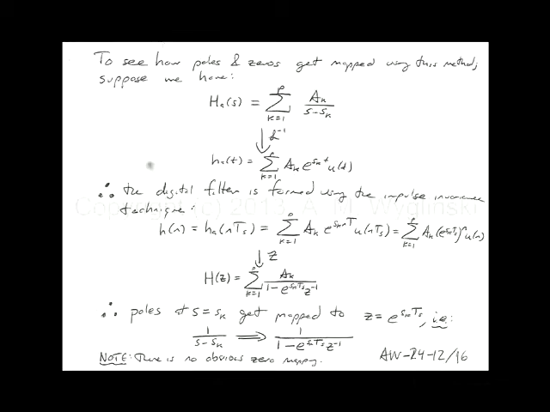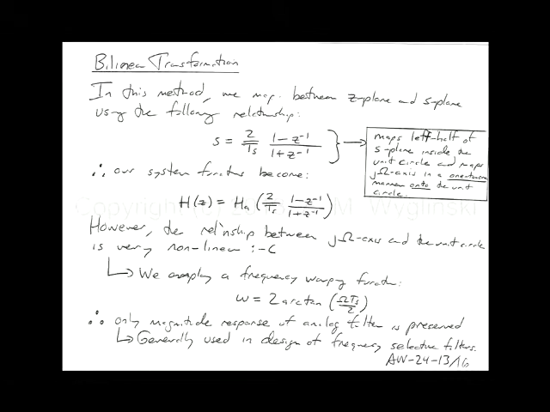But the problem is, what's the problem? We do not have a great way of mapping zeros. So this is the problem with impulse invariance. Poles, if it's an all-pole system, should work. With zeros, there's really no great way of mapping zeros over to this. Okay? That's the dilemma. So that's a bummer. So that's why we have bilinear transformation.